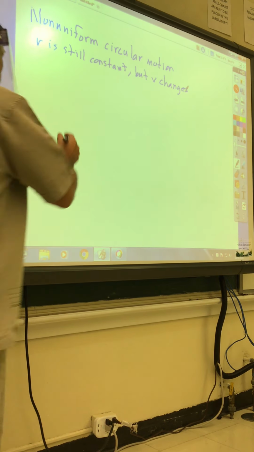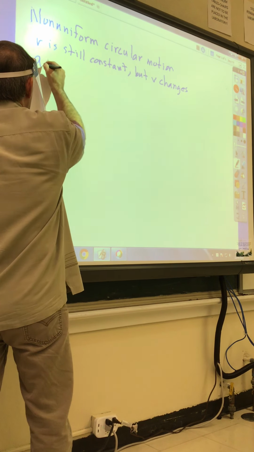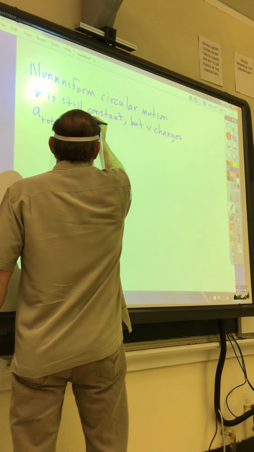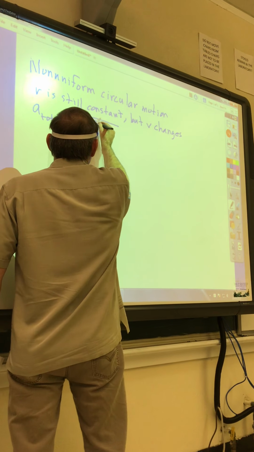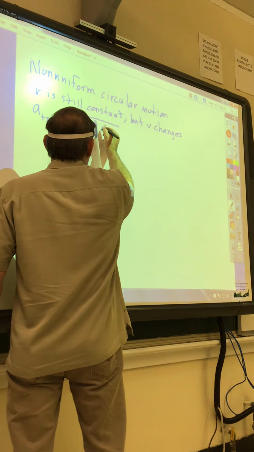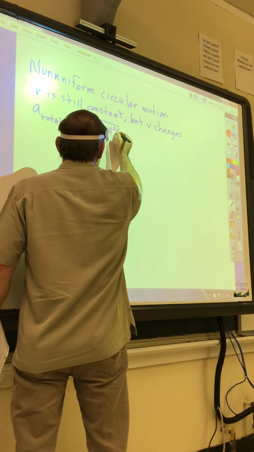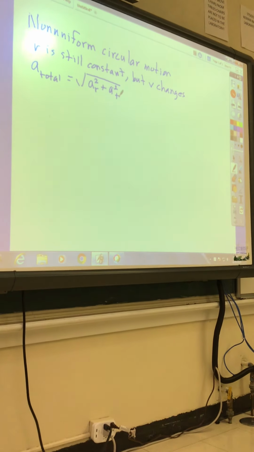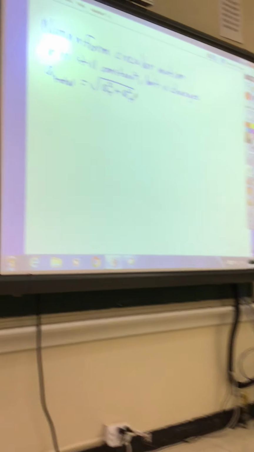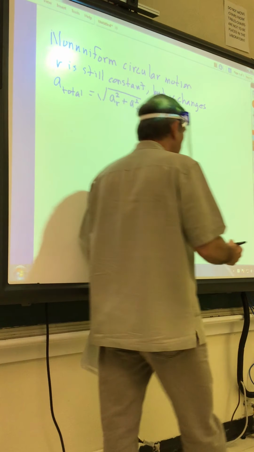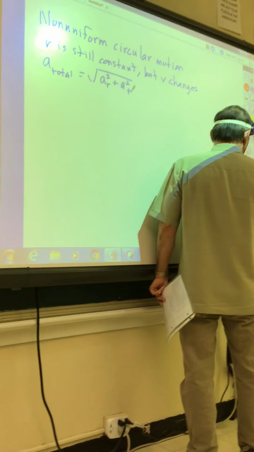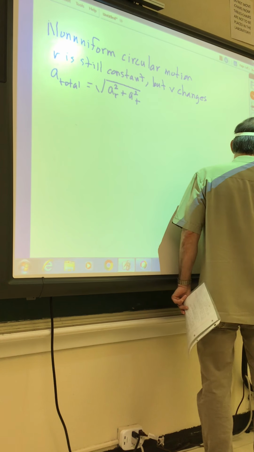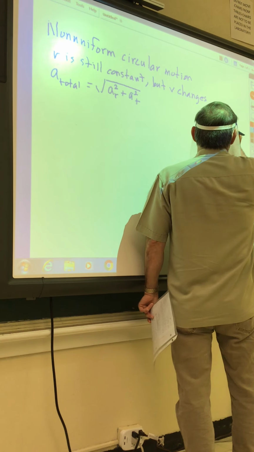Now I think I already showed you that the overall or total acceleration will be: total is equal to the square root of the radial acceleration squared plus the tangential acceleration, A_T, squared. Okay. And these two are perpendicular to each other. All right. So if I've got, let me make a circle here. Make a perfect circle.